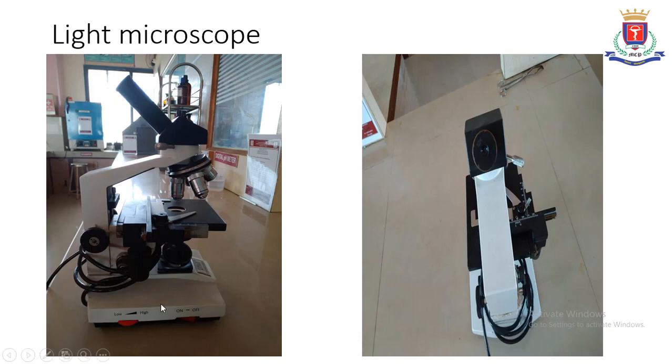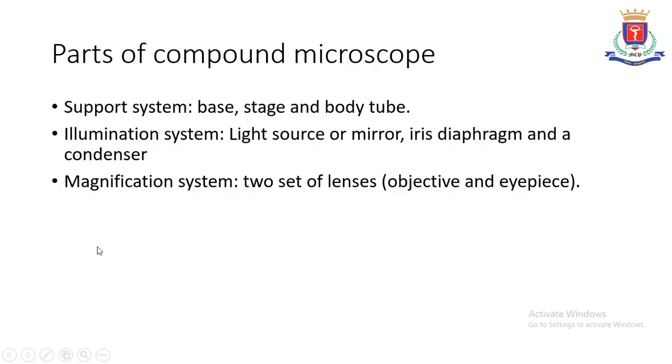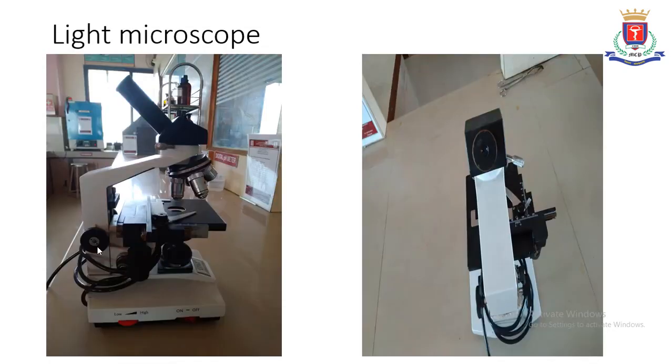So this is the base of the microscope, this is the stage of the microscope, and this is the body tube of the microscope, which forms the support system. Next is the illumination system, which includes light source or mirror, iris, diaphragm, and a condenser. So here is your light source, here is your mirror, and below the stage, there is a condenser and diaphragm both.